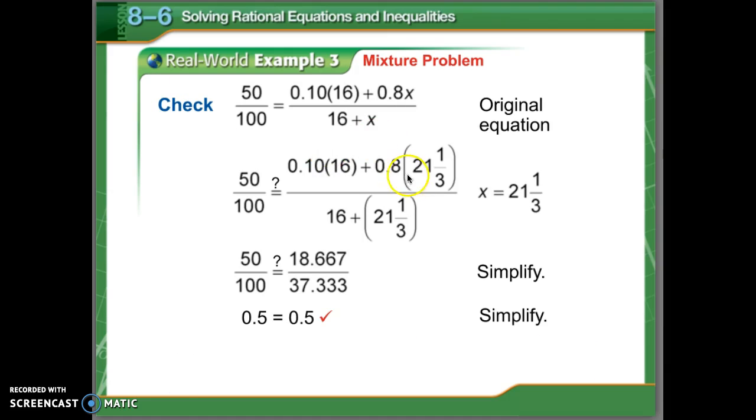So just checking our answer here, we're going to plug the 21 1/3 back in. When we do that, this right side simplifies down to 18.666 repeating, which is 18 2/3, over 37.3 repeating, which is 37 1/3. If you divide those on your calculator, you should get 0.5, and obviously 50 over 100 is also 0.5. So our answer works out.